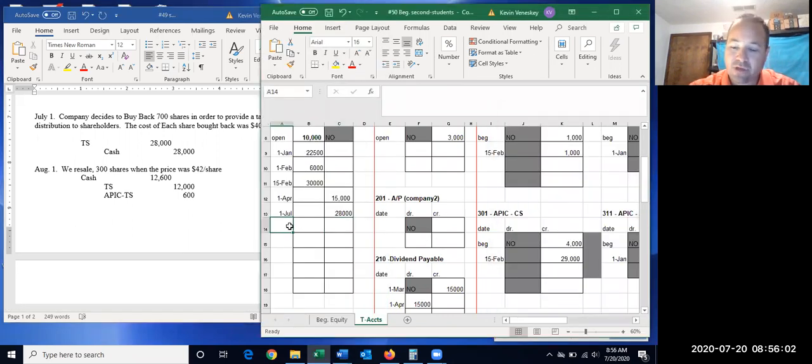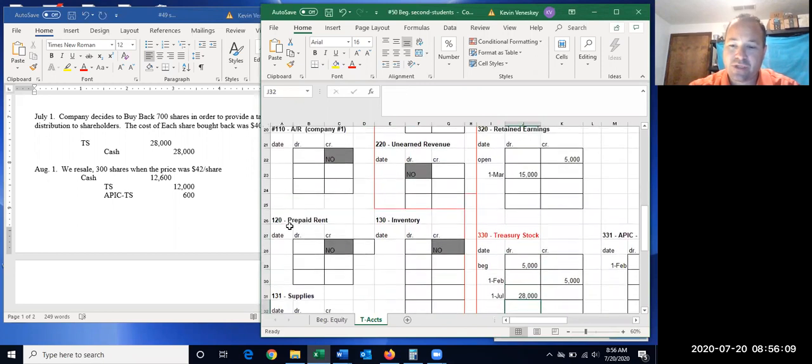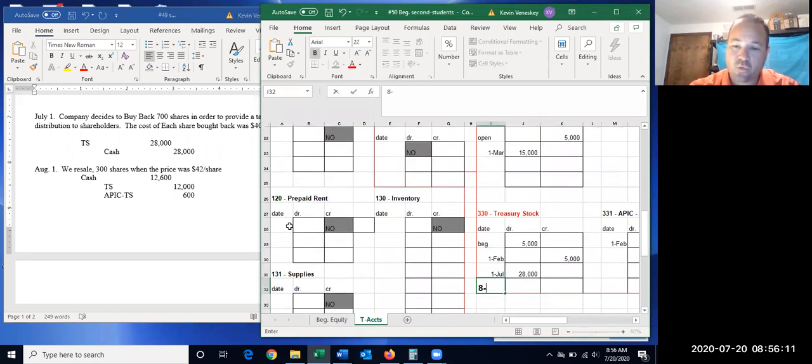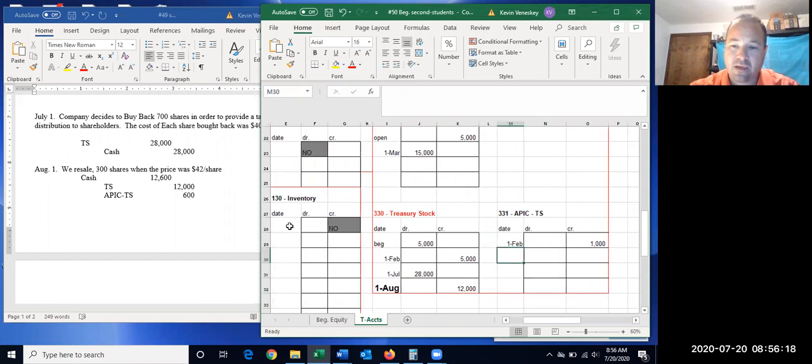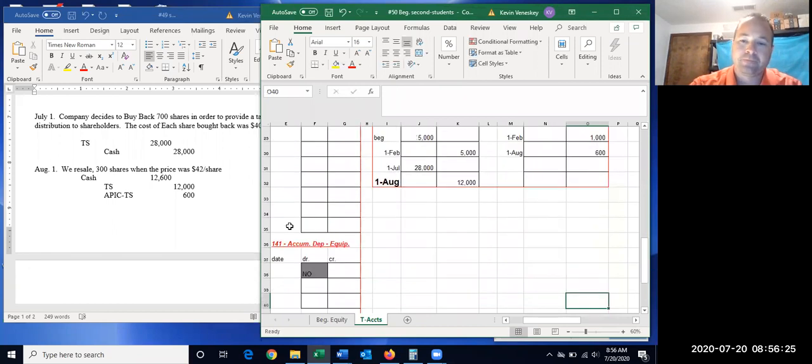So let's update my books on August 1. 12,600 brought in. Come down to my treasury. On August 1, I got rid of 12,000. And I made a little bit on August 1. I made an extra $600. I'm going to need to add another line. Next entry, so I'm just going to do it now.